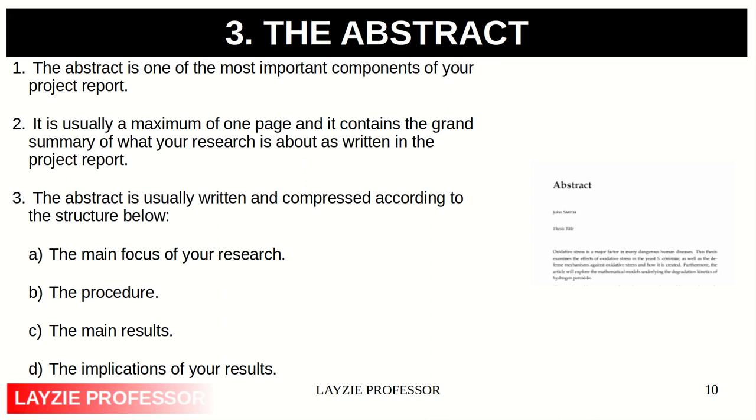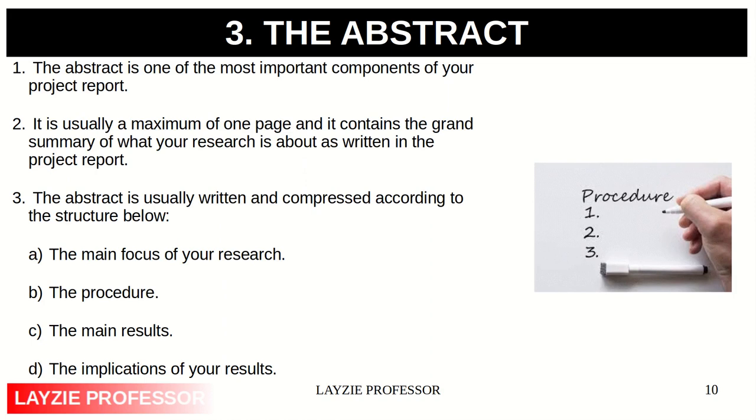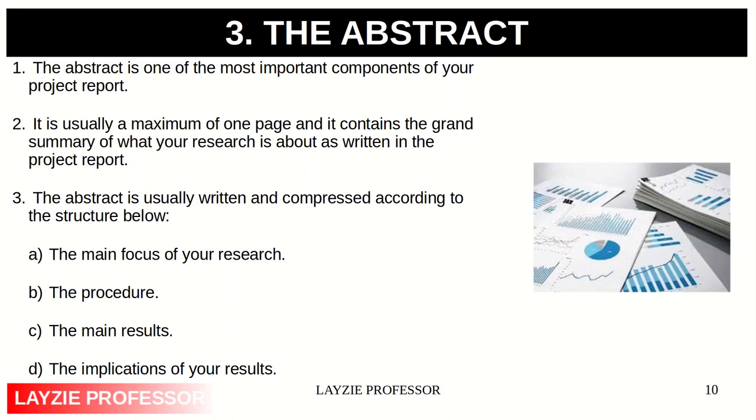So the first part of the abstract must focus on the main aim or the main objective of your research. There you need to describe what your research is actually about, the main objective of the particular research. And then the second part of the abstract would give a brief description of the procedure or the method that we used in actually conducting the research. The third part of the abstract would also give brief information as to what the main results of the research are.